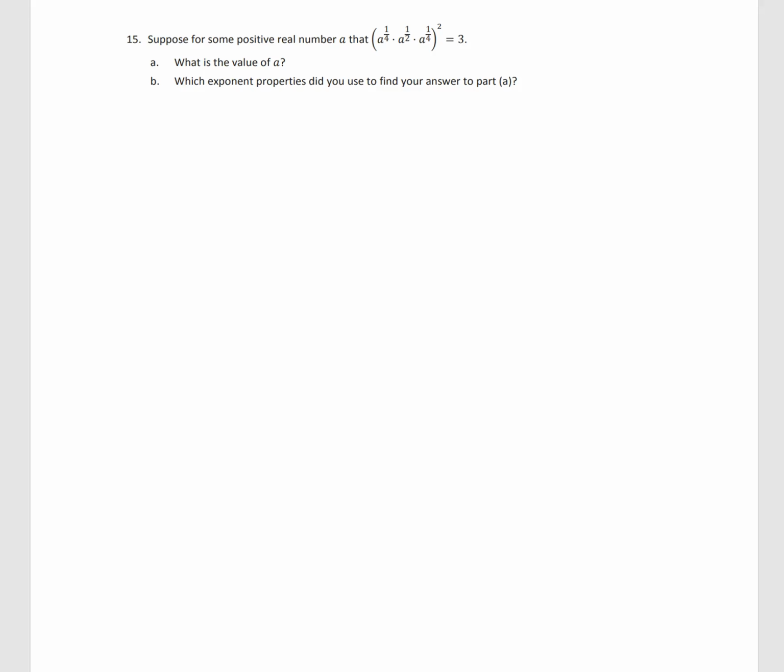Question 15 says, suppose for some positive real number a, that (a^(1/4) times a^(1/2) times a^(1/4)) all squared equals 3. And then it asks us to find the value of a and explain which exponent properties we use to find our answer. So let's start with part A.